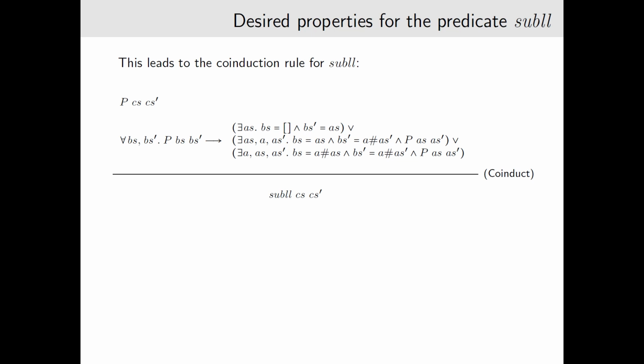So what does the coinductive rule say? In order to prove that two things are in a sublist relationship, come up with some predicate P for which the property holds, and show that P is a post-fixed point of the operator defining sublist. In other words, it satisfies the cases rule for sublist. This is the coinductive proof method. Okay.